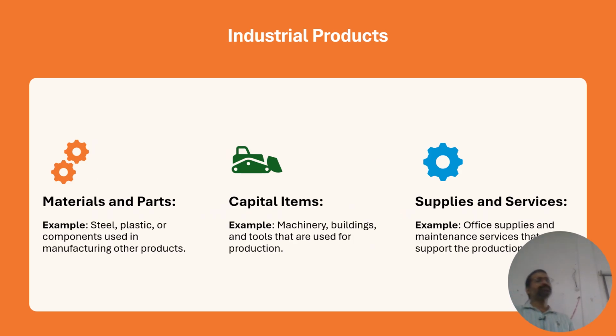When you talk about industrial products, boys and girls, materials and parts: steel, plastic, components. I'm not talking about a finished product. Components. If you go near Navarang Theatre, there are a few automobile shops. Do you guys know that? Do you know Navarang Theatre? Near Big Bazaar. Navarang Theatre itself is a landmark.